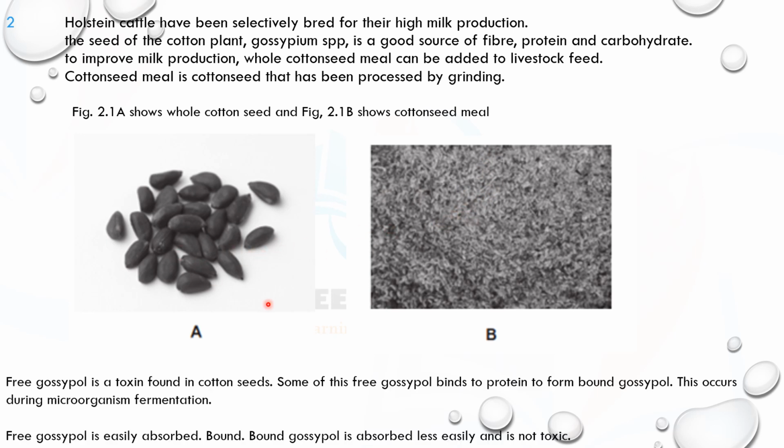Okay. Free gossypol is a toxin found in cotton seeds. Yeah, it's a toxin there. So follow them. Let's go. Some of this free gossypol binds to protein to form bound gossypol. This occurs during microorganism fermentation. Free gossypol is easily absorbed, so it's more toxic. But bound gossypol is absorbed less easily, and it's not toxic.